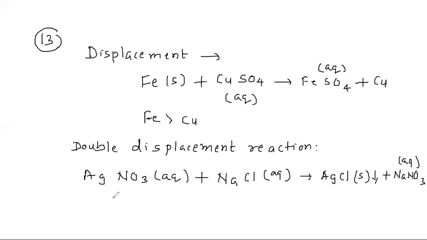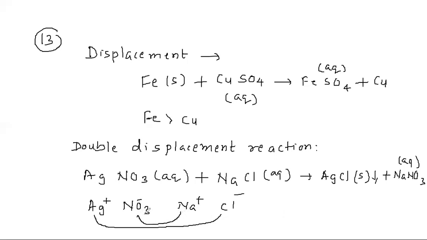Now if we check, we will find that there is ionic exchange. We write the ions Ag single plus, NO3 single minus, Na single plus, Cl single minus. So what happens? The positive of the first one combines with the negative of the second, and the positive of the second combines with the negative of the first, and hence the product. So Ag has combined with Cl, so AgCl, and Na has combined with NO3, so NaNO3.